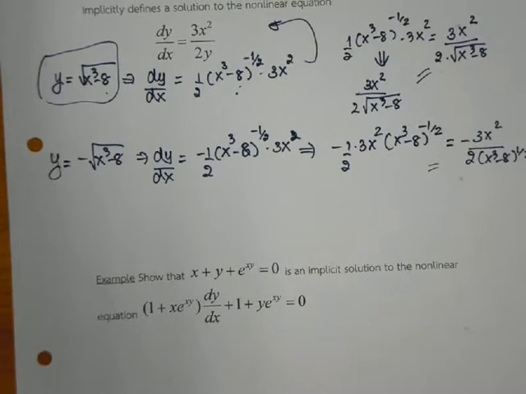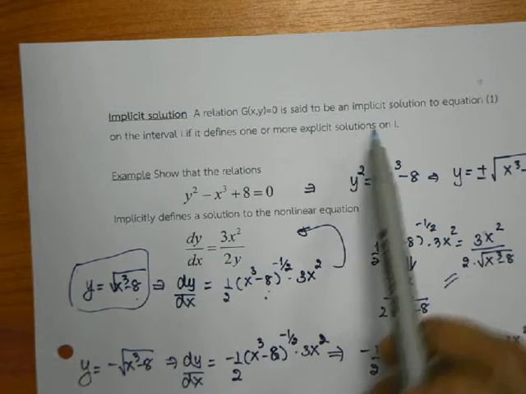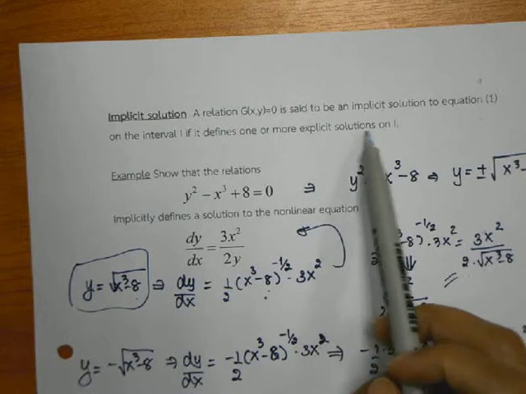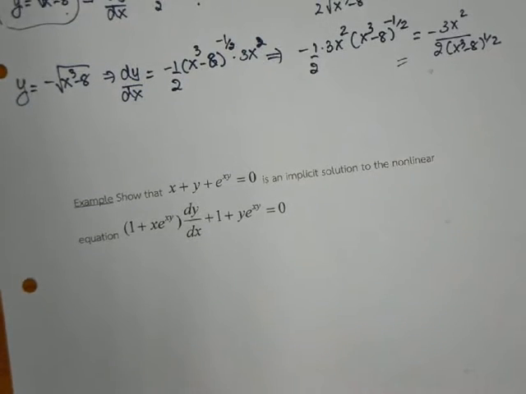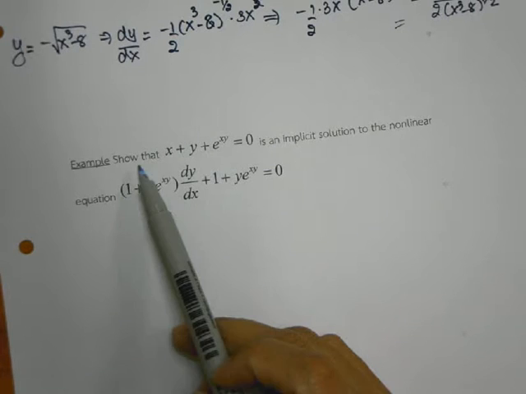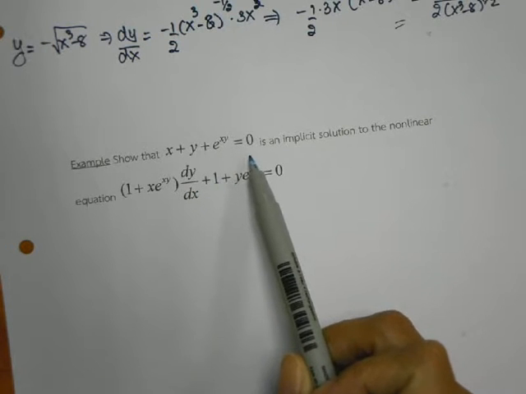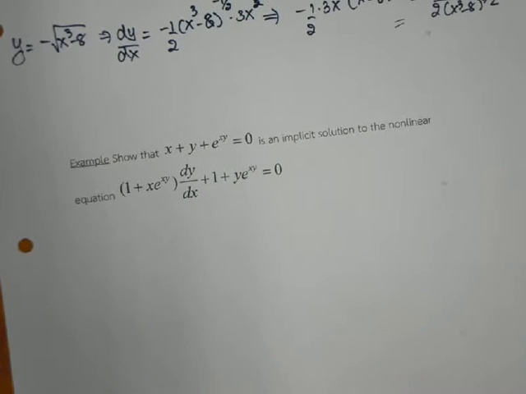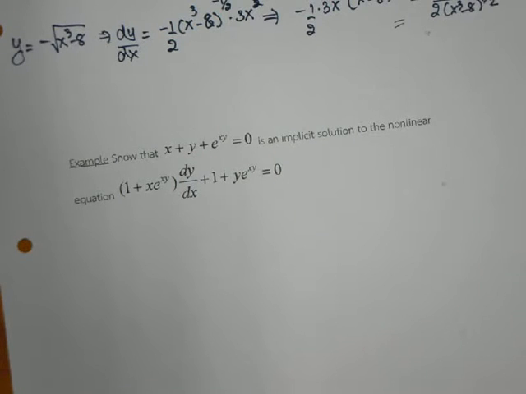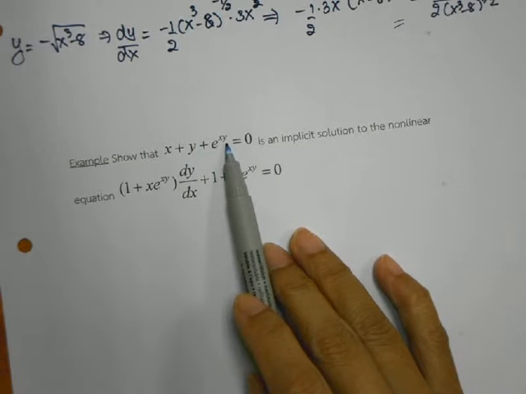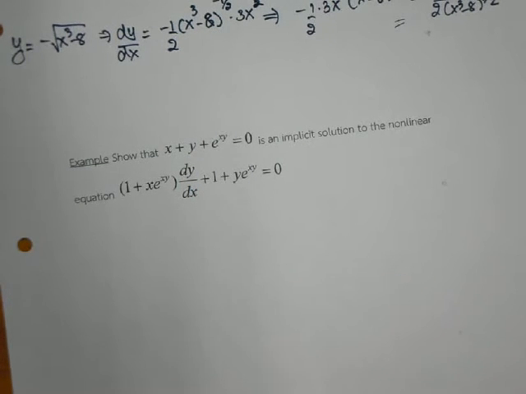There's another definition. This one is saying that if it defines one or more explicit solutions, so that one we call implicit solution for that equation. Now let's see the other example. They said to show that x plus y plus exponential of the product xy equal to 0 is the implicit solution for this equation. But this one is so hard that you can't write y as a function of x. You can't, right? Because you always have x and y together. So now it's so difficult to plug this one in to say that it is the answer.